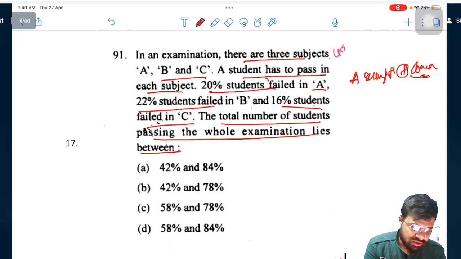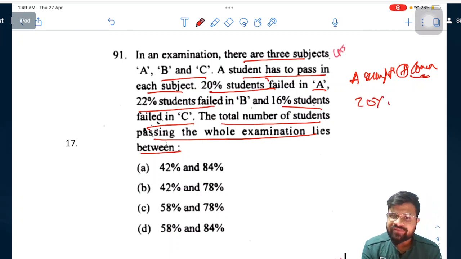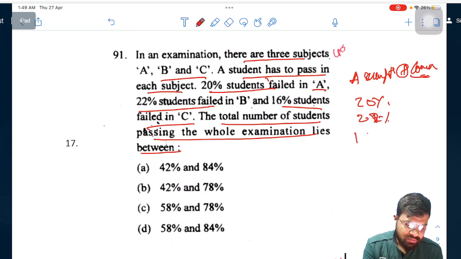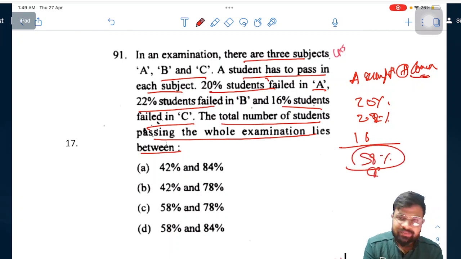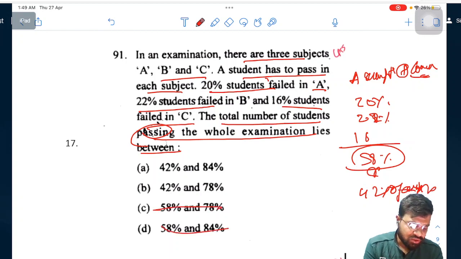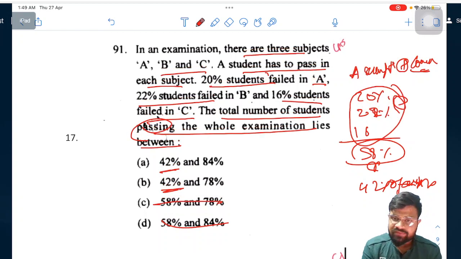So just add all these things. Suppose they failed in different subjects. So 20% plus 22% plus 16%, that means 58%. So if they are failing in different subjects, then still 58% people have failed. So 42% have passed. They are asking about passing, so 42% passed. So these options are eliminated, and out of these two you have to find. So 42% passed. This is the minimum number if these are failing in different subjects.